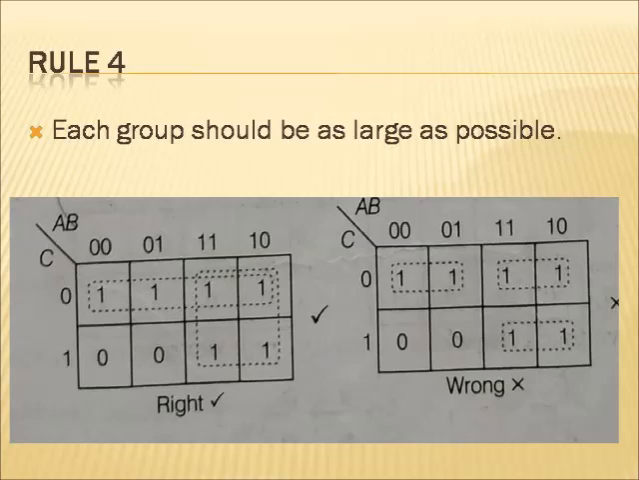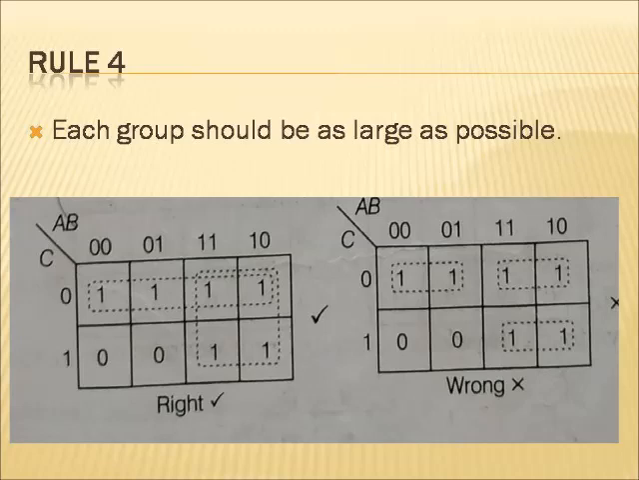Okay, next rule is rule number 4. As per the rule, each group should be as large as possible, right? So here in the given image you can see that on the left hand side we are forming 2 groups. Each group contains 4 elements. That is, you can see 4 ones vertical and 4 ones horizontal. And on the right hand side you can see the image contains 3 groups. That is the 3 pairs, right?